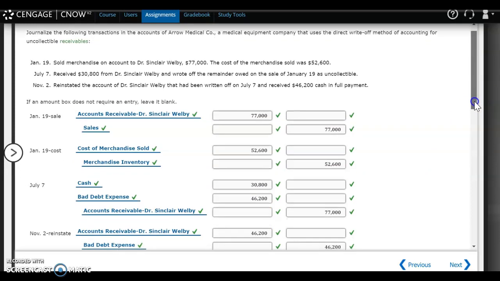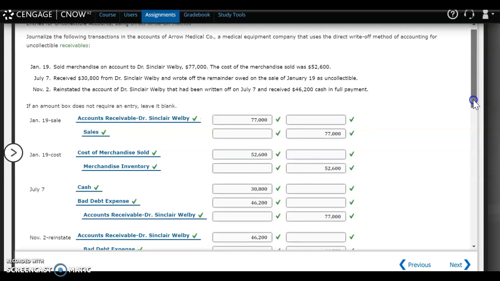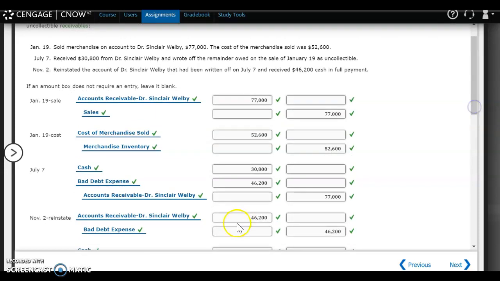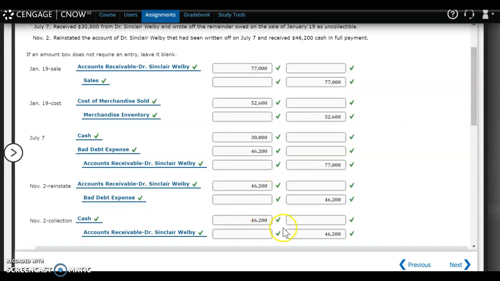Okay, but then they decided that they're going to reinstate that accounts receivable. So anytime you reinstate it, you just reverse this entry. You're going to debit accounts receivable. So now we're saying, hey, they're going to pay us and they still owe us. And you're going to take the bad debt expense back off. So you're going to credit it. All right, and then when they pay, now you can do it just like you normally would. You're going to debit cash and you're going to credit their accounts receivable.